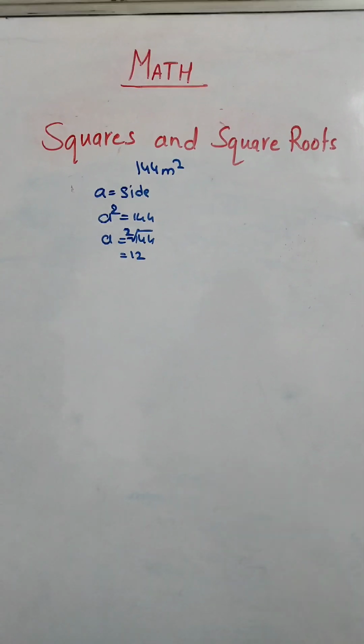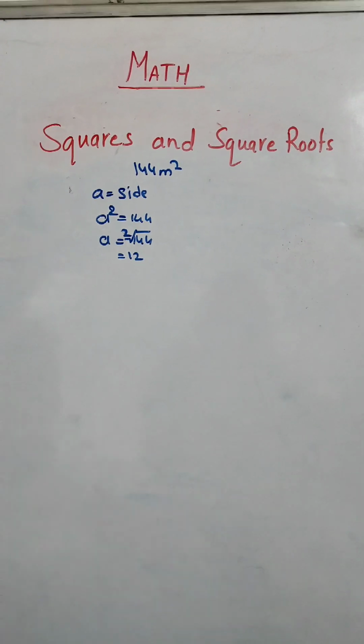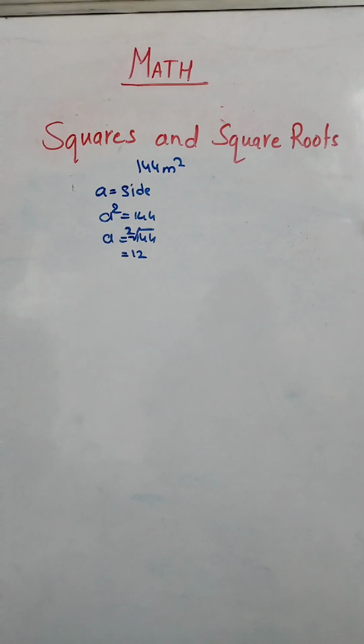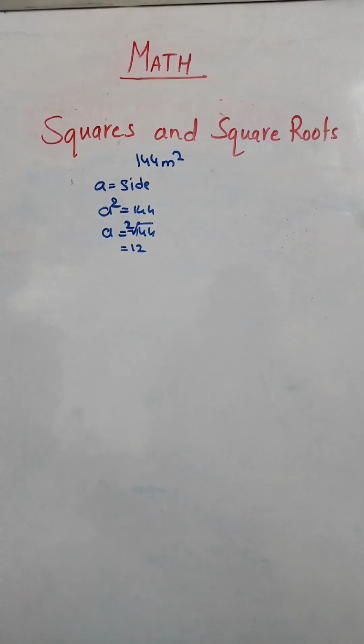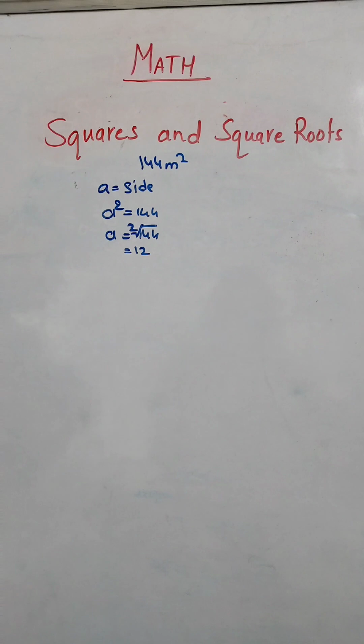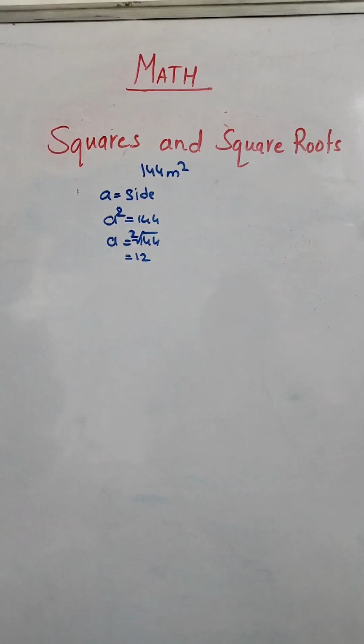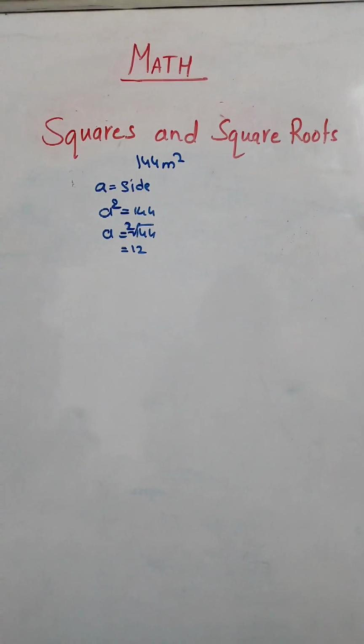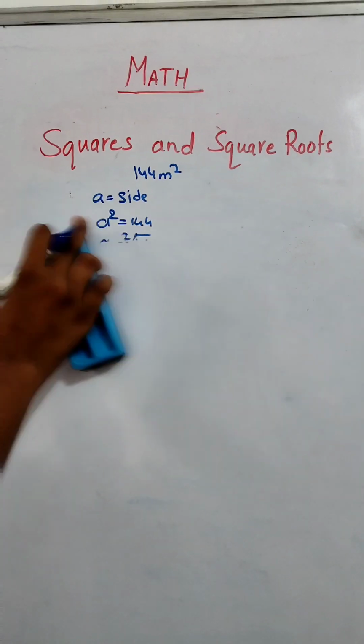It's very important to remember the squares of numbers 1 through 25. All the squares of these numbers appear more often in your examinations or any particular use. They are very frequently used numbers in the environment.